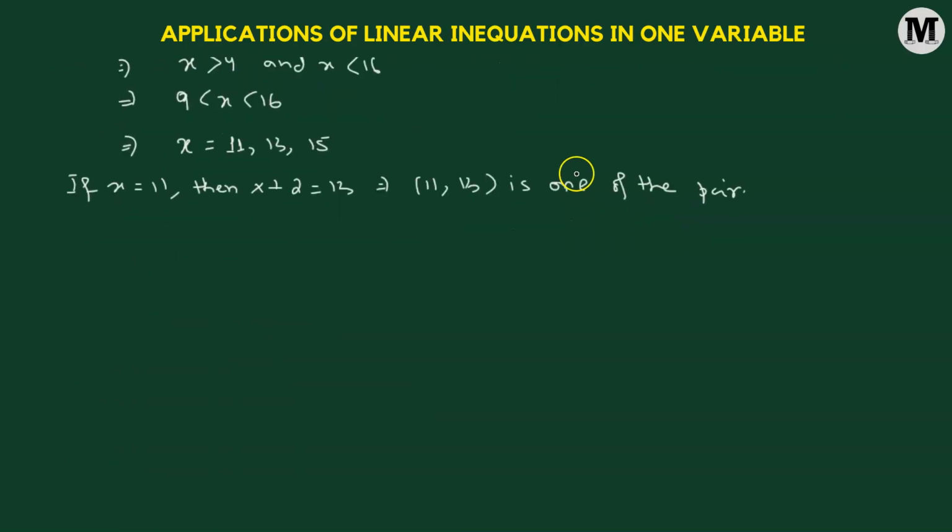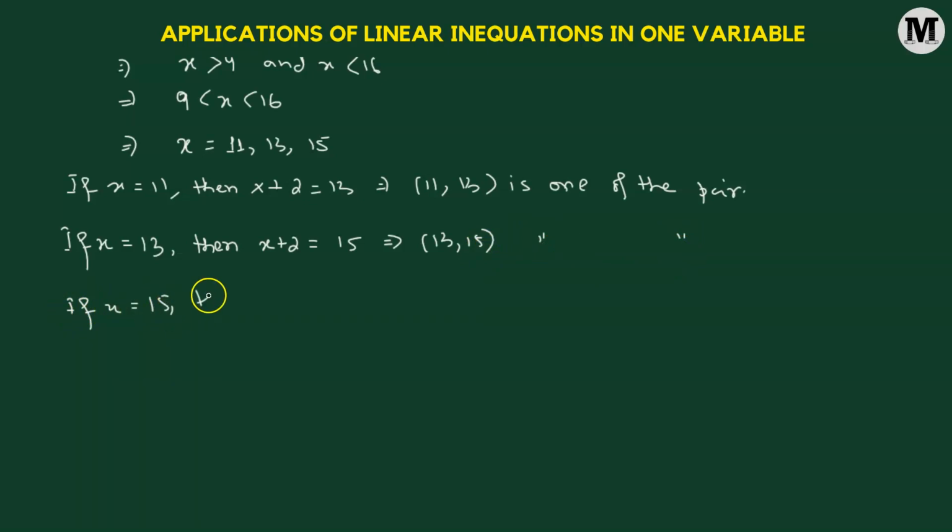Okay, so if we choose x to be 13, if x equals 13, then the other number, x plus 2, is going to be automatically 15, which means that 13, 15 is the other pair. If we choose x to be equal to 15, then what is x plus 2? x plus 2 will be equal to 17, which means that 15, 17 is also going to be another pair. So that means in total there are 3 pairs.